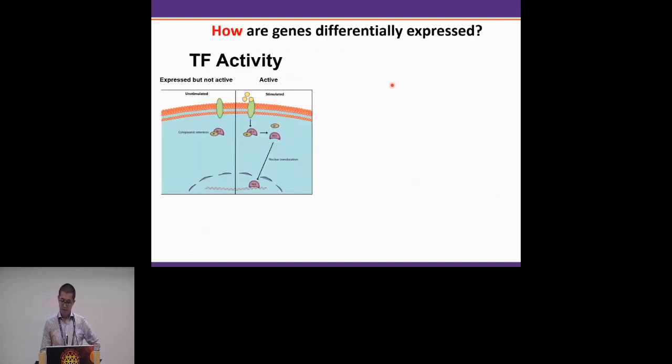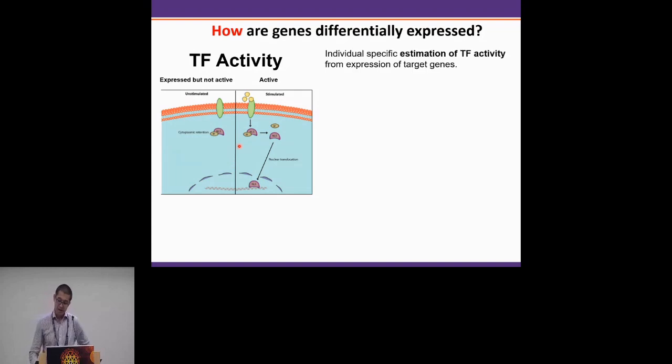Then we go back to the first question I asked: how are genes differentially expressed? Here, the transcription factor in the left panel is expressed, but its protein is in the cytoplasm. It didn't go back to the nucleus, so it cannot be involved in gene regulation. So we say this transcription factor is expressed but not active. In the right panel, the transcription factor is expressed and also stimulated and goes into the nucleus and binds to the DNA. Then it is involved in gene regulation. This cannot be directly observed.